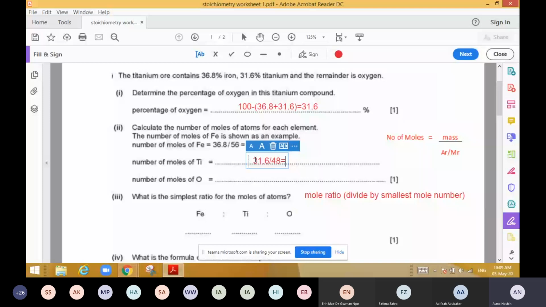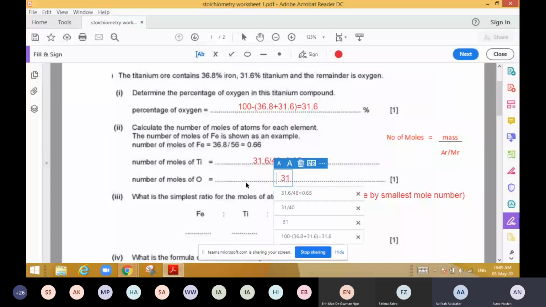0.65. Fine. Who will tell me for this one? Now, what will be the answer over here, the number of moles for oxygen? How will we calculate it? 31.6 divided by 16. And what did you get? 1.975.